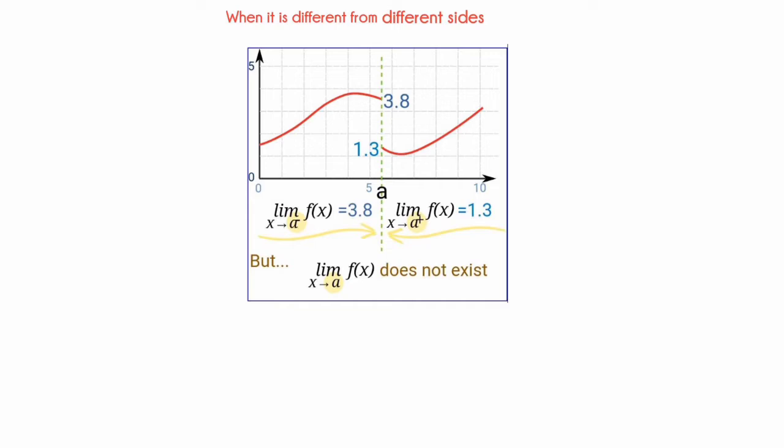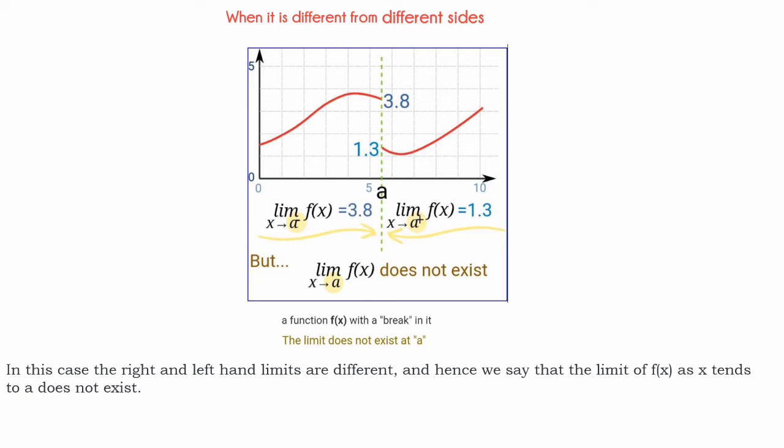That means limit x tends to a, f of x does not exist. The left hand side limit and the right hand side limit are not coinciding, so we come to the conclusion that limit x tends to a, f of x does not exist. For a function f of x with a break in it, the limit does not exist at a. In this case the right and left hand limits are different, and hence we say that the limit of f of x as x tends to a does not exist.